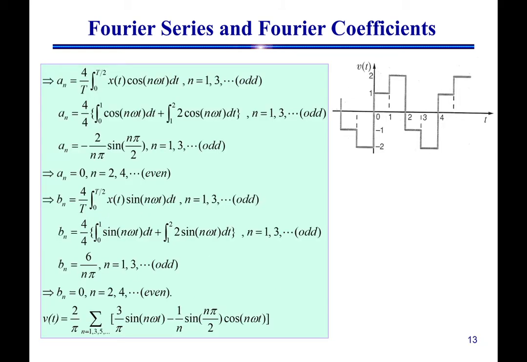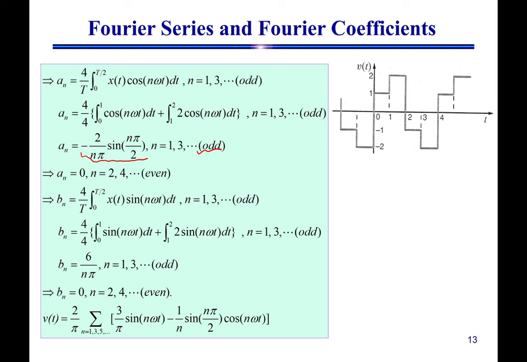Okay, so if we find the an for the cosine term, again we take the function, we multiply it by cosine, and this one will be the result. That will be the result of an. Of course, this only applies for the odd. For the even, they are 0.